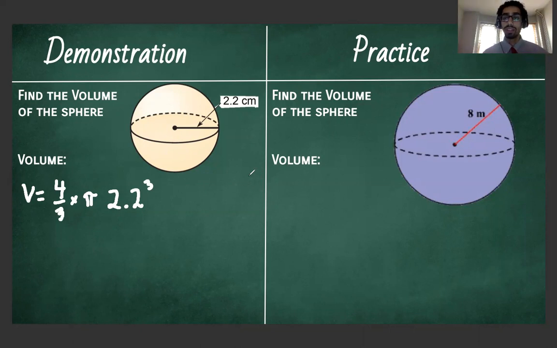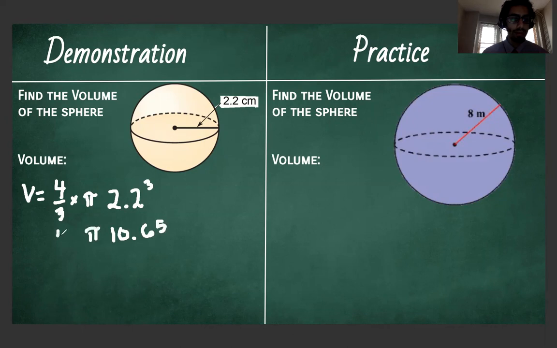We're going to leave the answers for today relative to pi, so we won't be converting pi to decimal and making it 3.14. We're just going to leave it as pi. So we're going to solve relative to pi. Let's start off by figuring out what 2.2 cubed is. So in your calculators, if you do 2.2 cubed, you should get a number that looks like this. I'm just going to round it: 10.65.